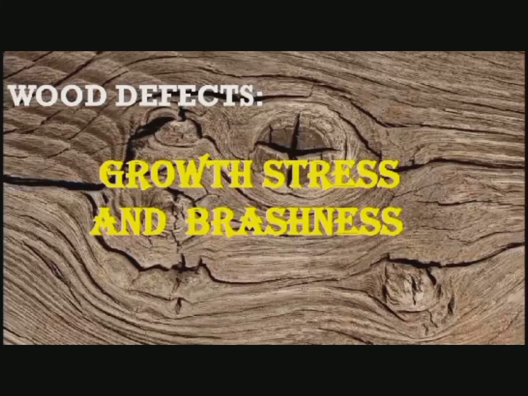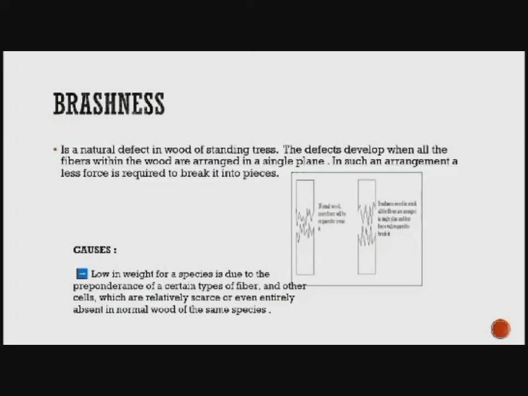The natural wood defects: brashness and growth stresses. Brashness is a natural defect in wood of standing trees. The defect develops when all the fibers within the wood are arranged in a single plane. In such an arrangement, the least force is required to break it into pieces. Brashness is the breaking of wood at a force at which normal wood does not break. Hence, we can say that brashness is a natural defect in wood which reduces the strength properties of wood.